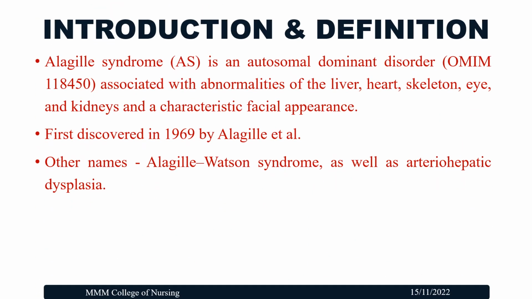Alagille syndrome (AS) is an autosomal dominant disorder, OMIM 118450. Here, OMIM stands for Online Mendelian Inheritance in Man. It is associated with abnormalities of the liver, heart, skeleton, eye, and kidneys and has a characteristic facial appearance.